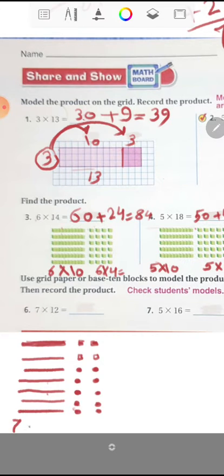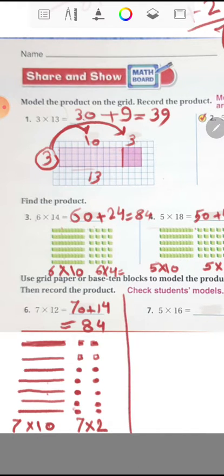7 longs. That means 7 multiply 10. 7 multiply 10 equals 70. Plus. Now I have 2 small cubes in each row. 2 multiply what? 7. So I will repeat it 7 times. So 7 multiply 2 equals 14. So the final answer will be 70 plus 14 equals 84 if you add the numbers to each other vertically.